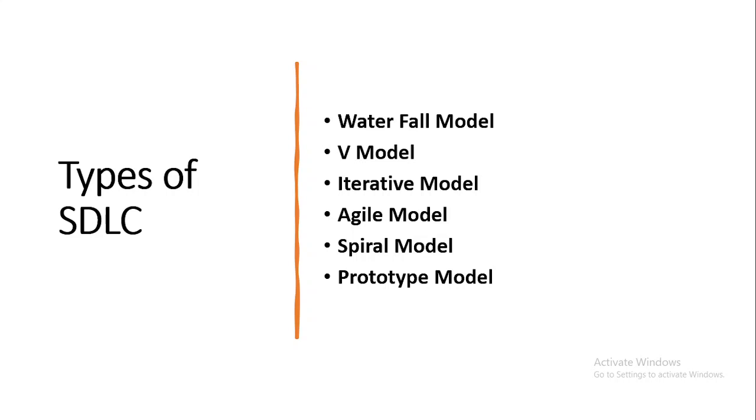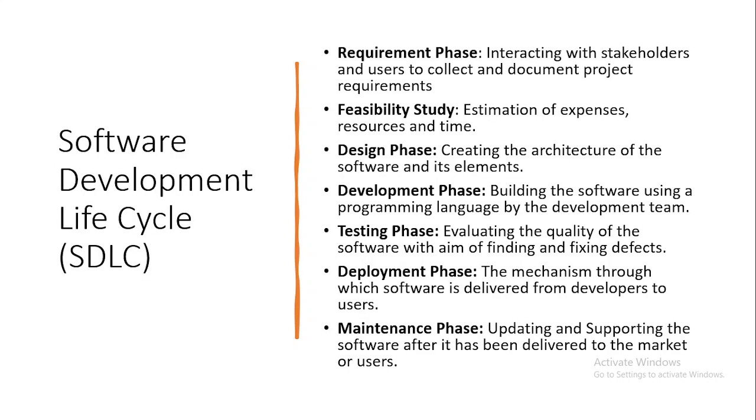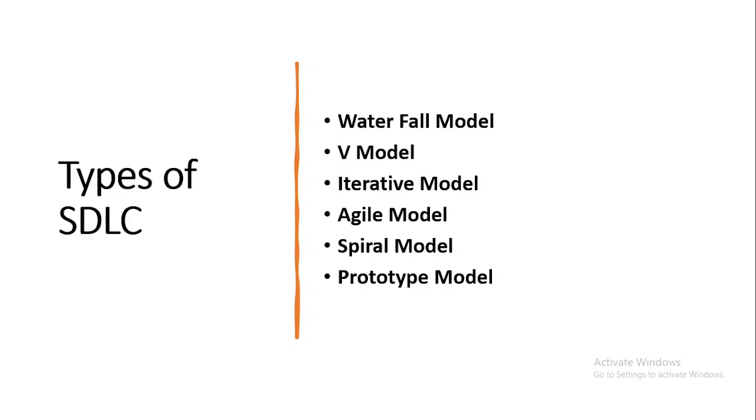These are the types of software development life cycle, and we will learn about each of them in detail in the future. So this is it for this video. In the next video, we will learn about the software testing life cycle, which comes in the testing phase. After that, we will start learning about the waterfall model, V model, iterative model, agile model, and so on.